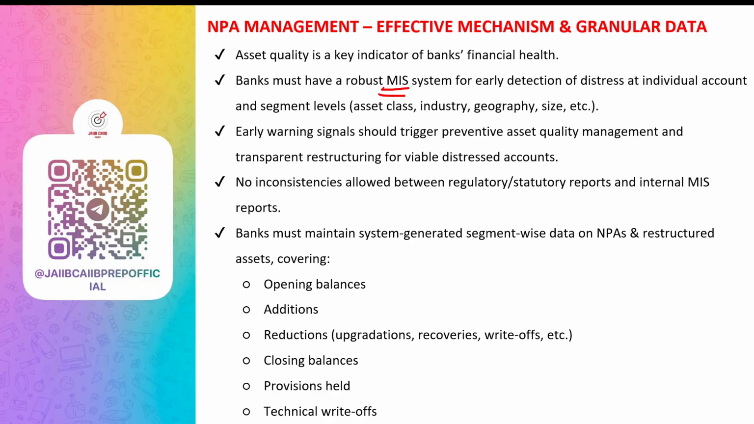We should also ensure reporting consistency. Information submitted to the regulatory or statutory authorities should match with the bank's internal MIS report. There should be no inconsistency between these two. Banks must maintain detailed system generated data on NPAs and restructured assets, including opening balances, any new additions in the NPA, reductions, closing balances, provisions, and technical write-offs.